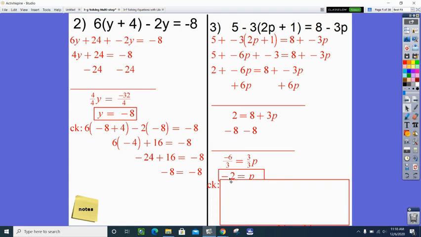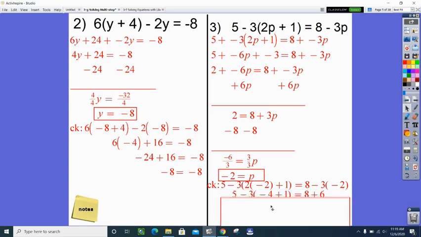Now the check is going to be almost as nasty as the problem. And we're going to put a negative 2 there, and we're going to put a negative 2 there. So I'm going to work inside the parentheses. 2 times negative 2 would be negative 4. Negative 4 plus 1. Oh, by the way, a negative times a negative is a plus 6.